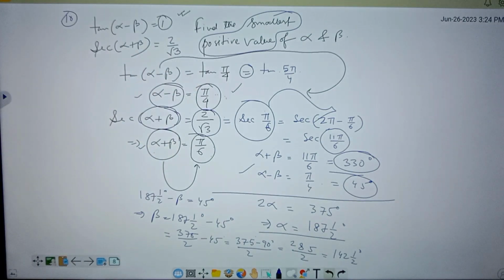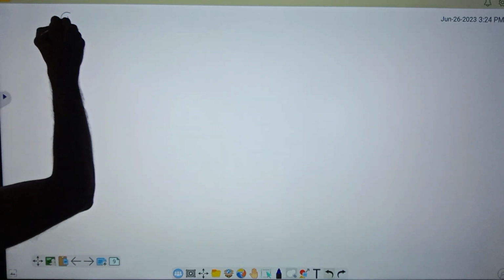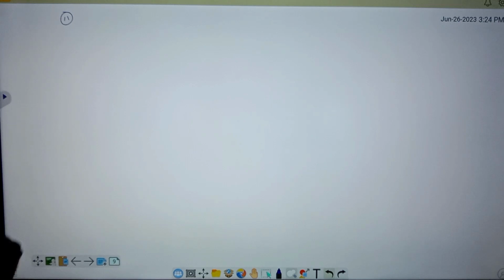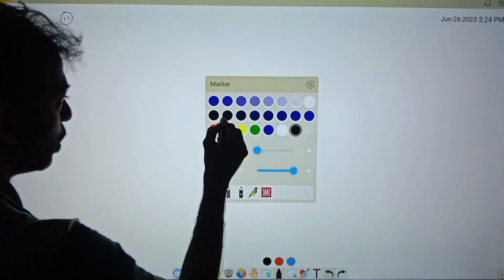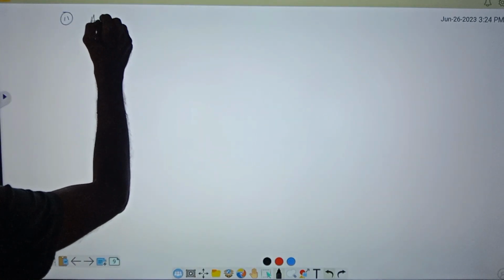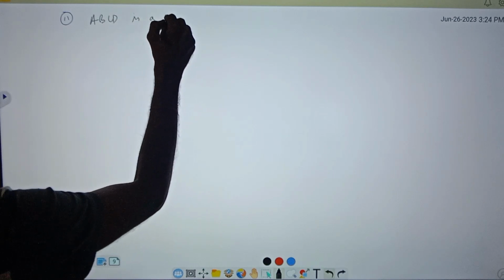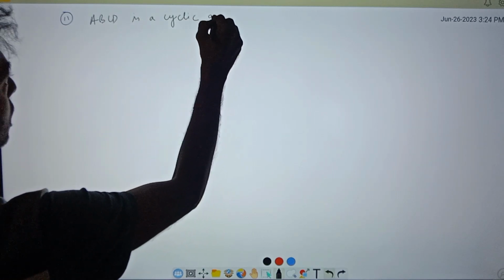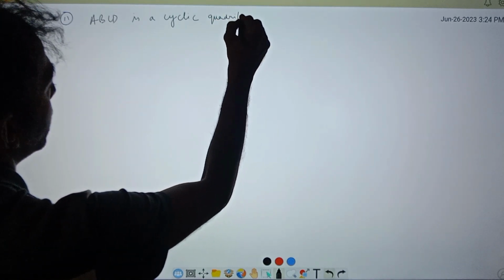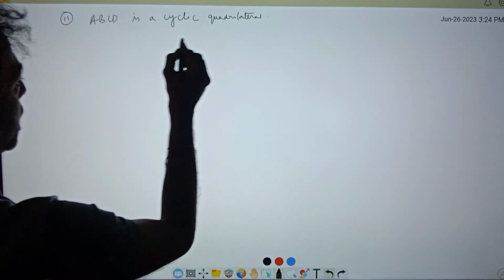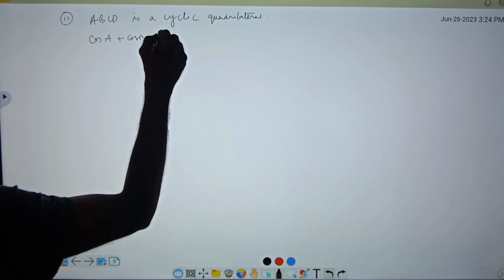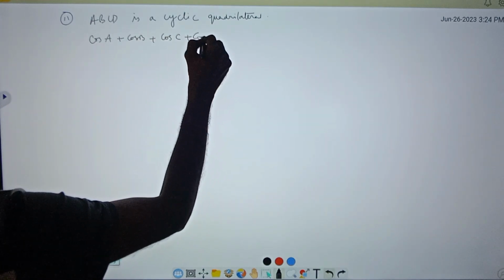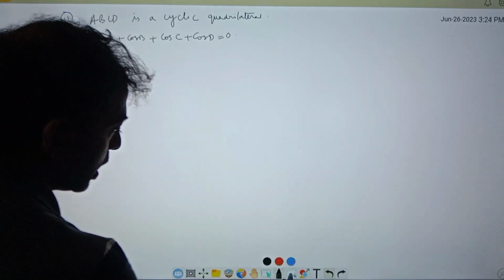Very easy problem then. Okay, then the next problem will be the 11th problem, a very easy problem. ABCD is a cyclic quadrilateral. Then you need to show that cos A plus cos B plus cos C plus cos D is 0. You need to show that.